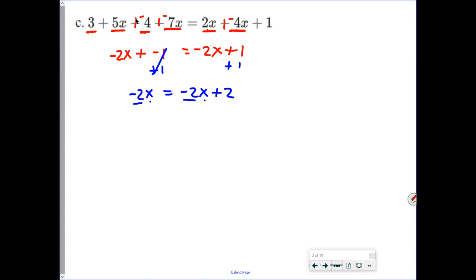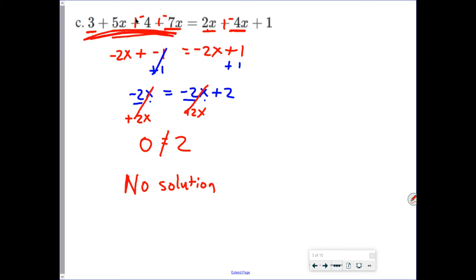I mean, I can say here, let's finish it up here. Add 2x here and add 2x here. That cancels it out. I get 0 equals 2. Is that true? Is that ever true? No. And I put that sign to say does not equal, so therefore this has no solution. There is no number that I can plug in for x that will make this side ever equal this side. Okay, so that is no solution.